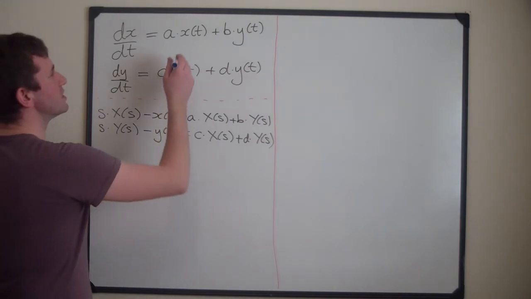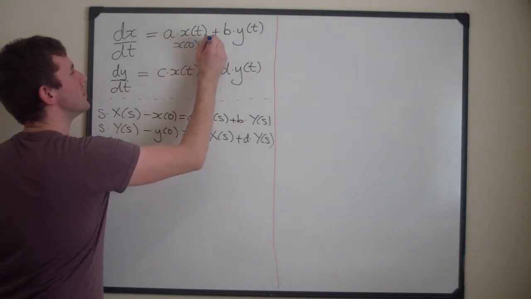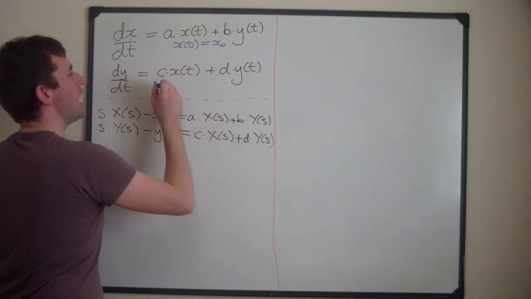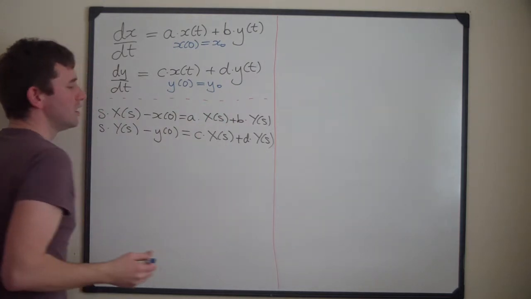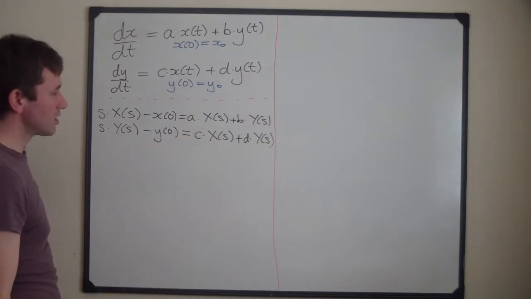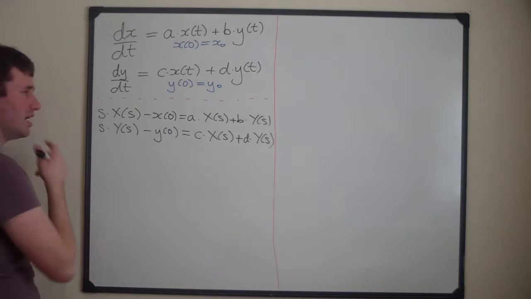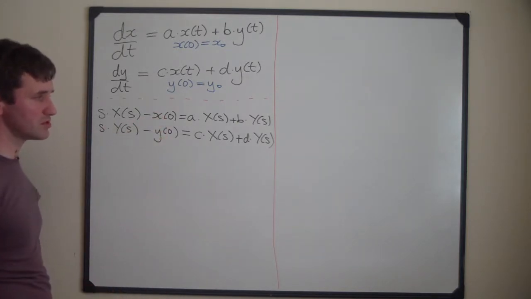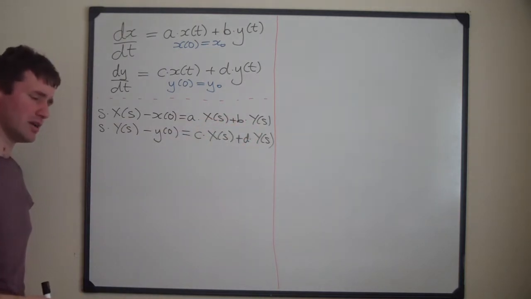What's missing here is that the initial conditions will be given. The initial value of x, say, is x0, and the initial value of y, say, is y0. Now a, b, c, d are known constants. s is the variable in the s domain, and x0 and y0 are numbers that we know. So actually the only unknowns here are big X(s) and big Y(s).